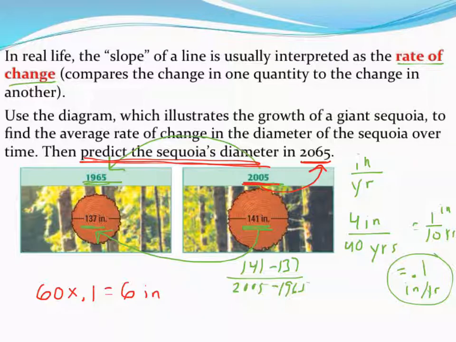Well, if I left off at 141 inches, I'm going to add on that 6 inches of growth to get a prediction of, I would guess, if this pattern is true and nothing happens to this tree, a prediction of 147 inches in 2065.